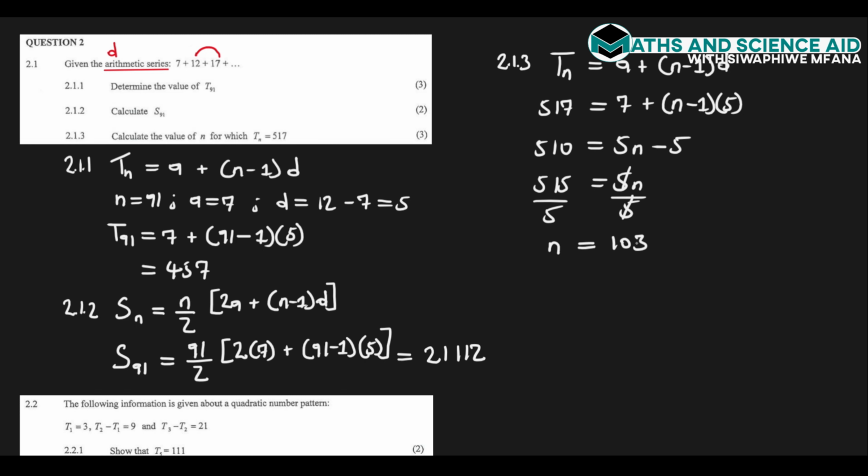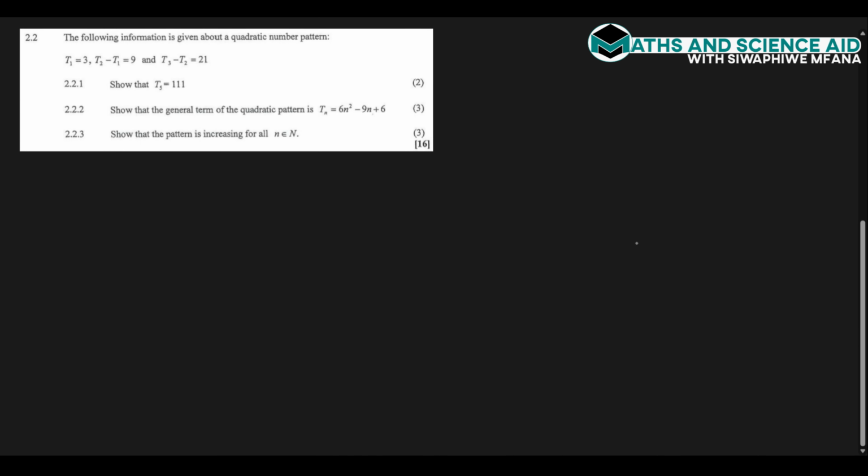Okay, now let's move on to 2.2. The following information is given about a quadratic number pattern. So this time around, we are dealing with a quadratic number pattern. This is the information that we are given. T1 = 3, and we are also told that T2 - T1 = 9, and T3 - T2 = 21.